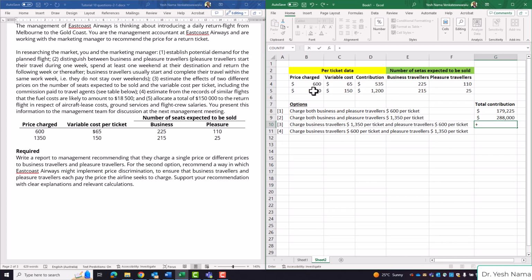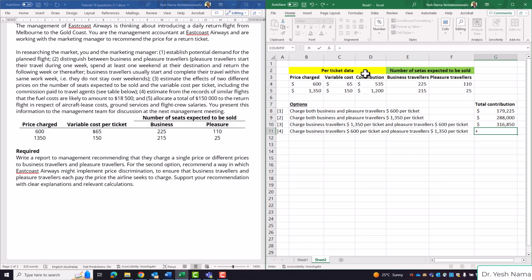Option 3 is to charge $1,350 per ticket for business and $600 per ticket for pleasure travelers. So if we charge $1,350 for business travelers, the contribution is $1,200 per ticket, and we multiply this by the number of business travelers, 215. Plus, if we charge $600 per ticket for pleasure travelers, the contribution per ticket is $535, and we multiply this by the number of pleasure travelers, which are 110. The total contribution in this case is $316,850.